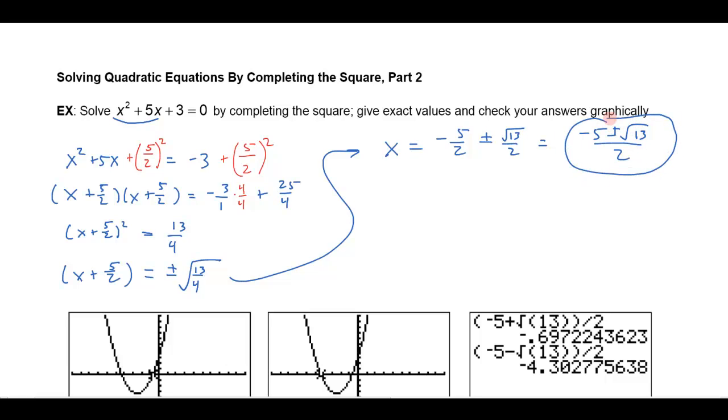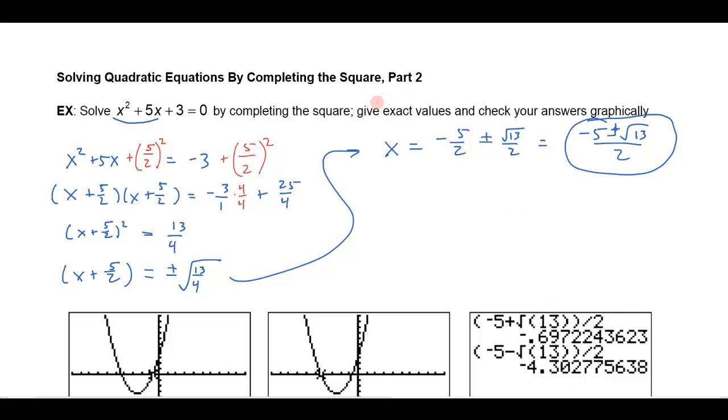Now this is the way we write our answer, so it's very succinct, but you do want to remember that there's two answers here, right? There's negative 5 plus the square root of 13 over 2, and you can do that on your calculator. You see that's about negative 0.69722. It's going to be an irrational number. And then negative 5 minus the square root of 13 over 2, that's this number, about negative 4.3.